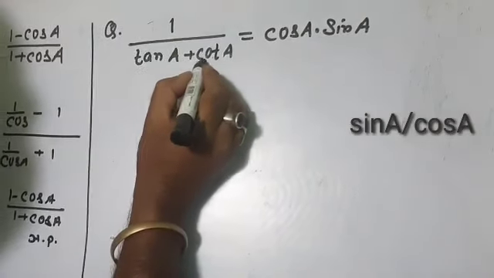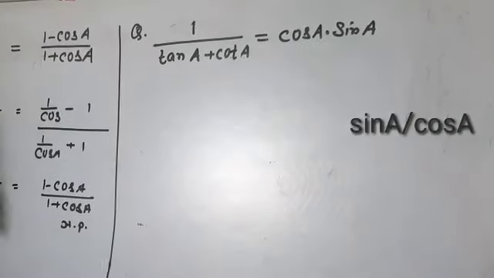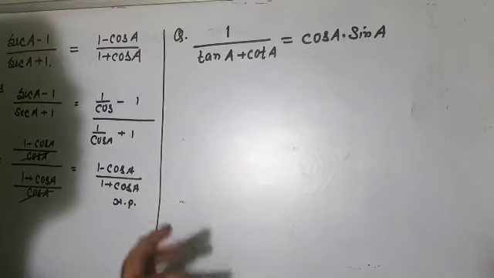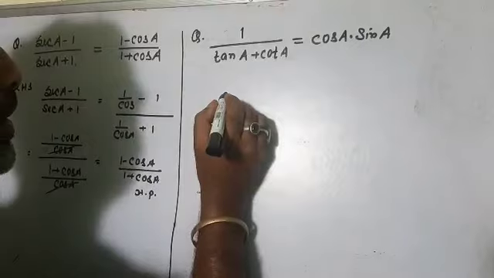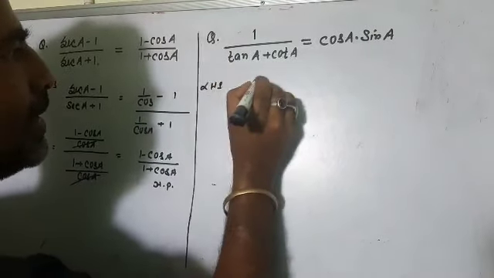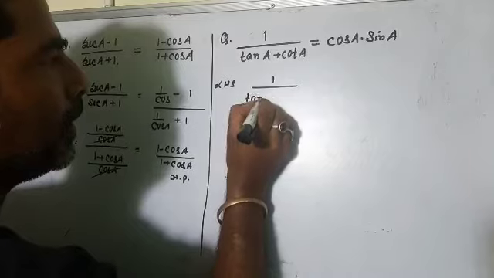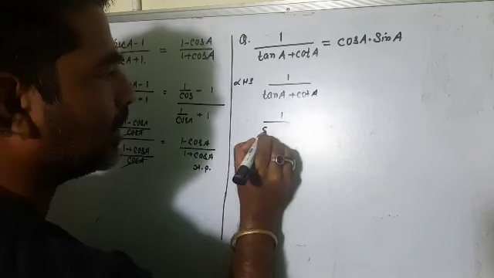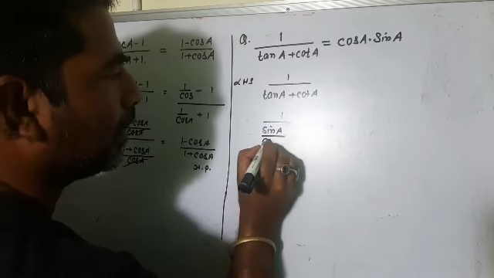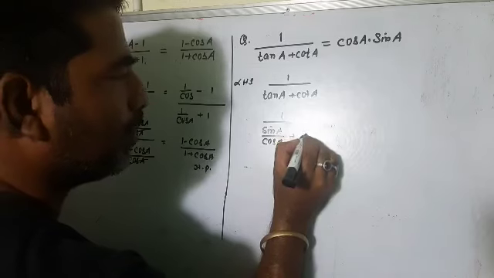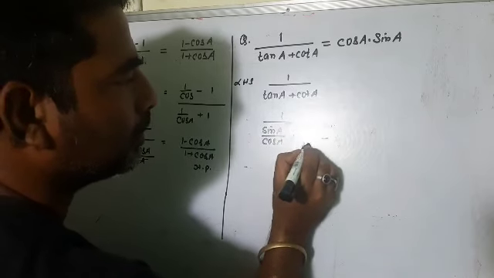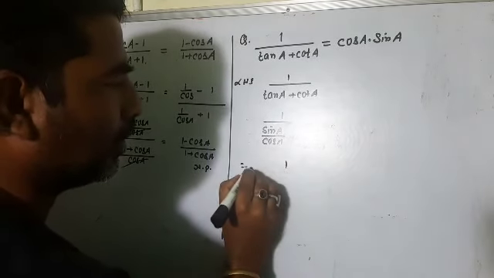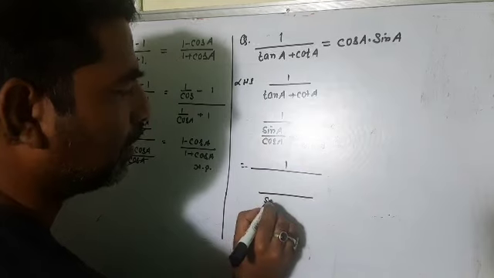1 by (tan a plus cot a), you have to prove equals sin a into cos a. So when you have tan and cot, you just change tan to sin a by cos a and cot to cos a by sin a. So here I change LHS. My LHS you write here: LHS, 1 by tan a plus cot a. Now tan a means sin a by cos a, and cot a means cos a by sin a. So here what is the LCM? 1 by, here LCM is sin a into cos a.